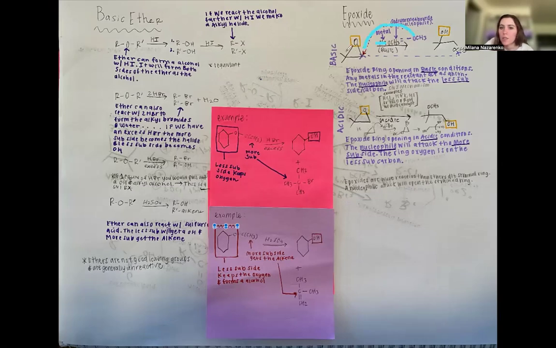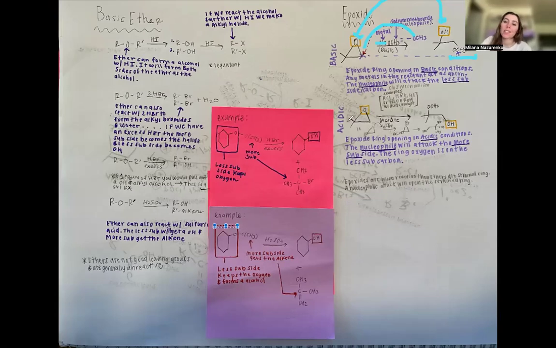Our less substituted side will end up getting this sodium methoxide right here, and then our more substituted side would end up getting this little alcohol here. There we go.